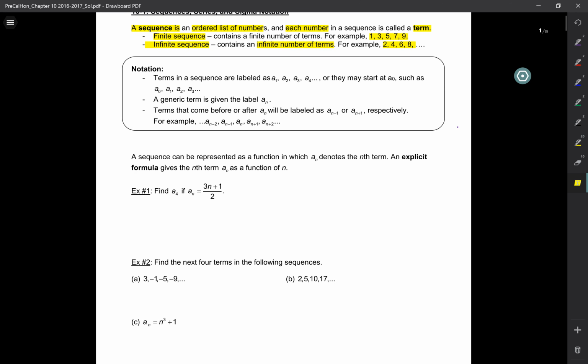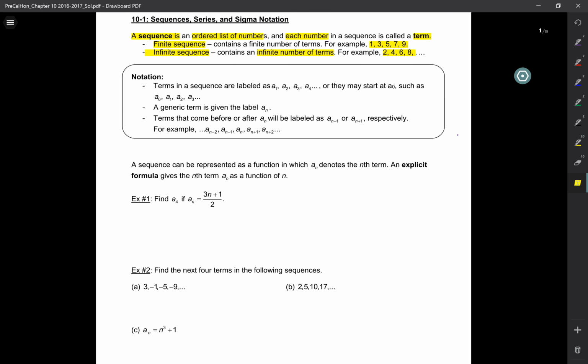All right, let's talk a little bit about notation. The way we label terms in a sequence is by giving them subscripts. So if you have a sequence, then each term would be A1, A2, A3, A4, okay? Or you may start numbering them at A0. This is sometimes a matter of preference. Sometimes the problem just lends itself to it. You'll see as we do more and more problems. So if you start labeling them like that, then your terms are A0, A1, A2, A3, and so on.